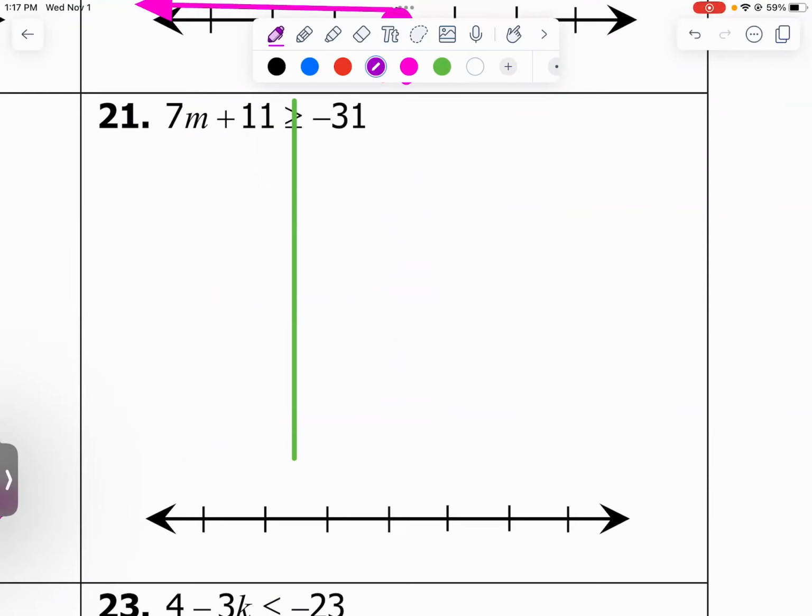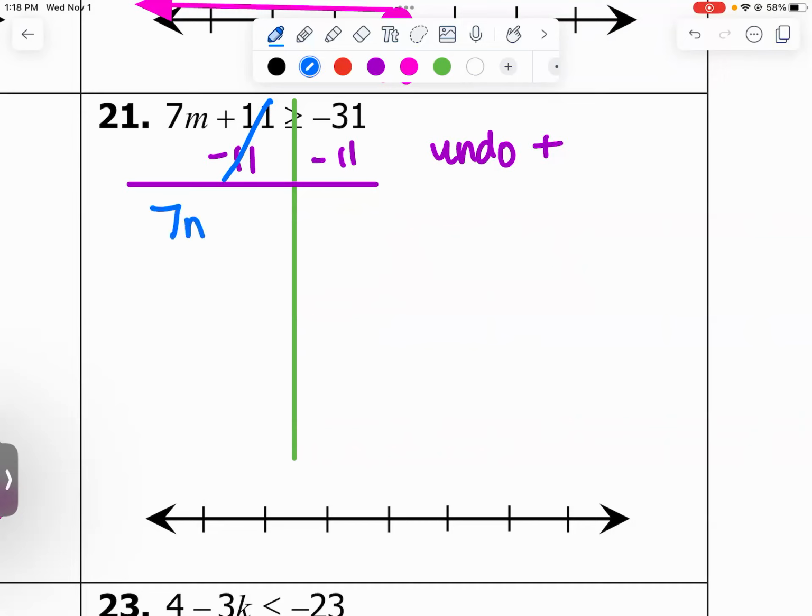Kaden, what do we do first? Okay, we need to undo that addition by minusing 11. Okay, so we have 7m is greater than or equal to negative 42. Okay, and now what do we need to do?